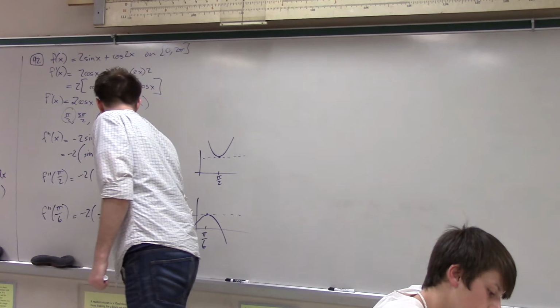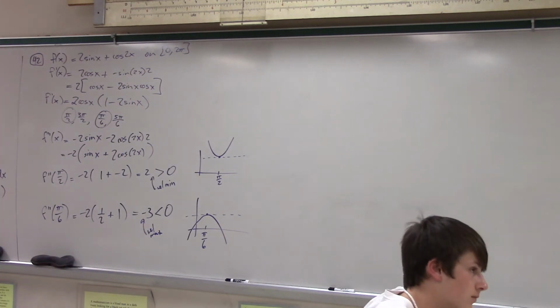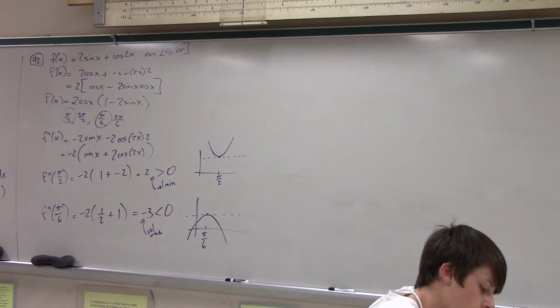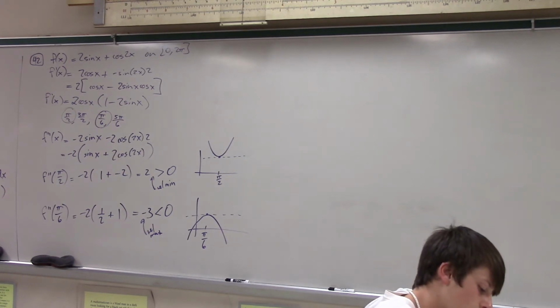So the second derivative is just another way of demonstrating that a function has a relative min or relative max at a particular point. Are we cool? Does it mean we're cool? Give me a thumbs up.